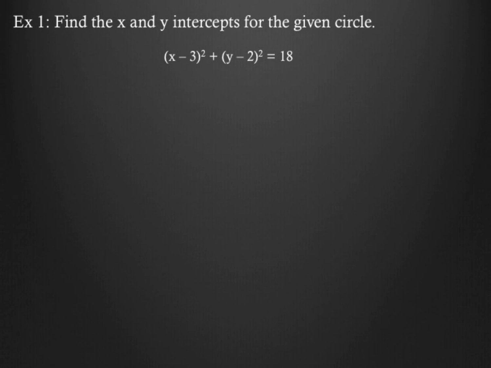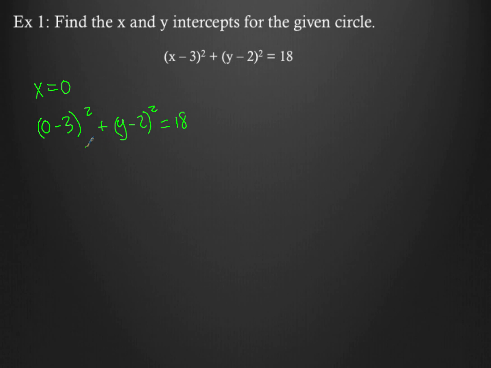This says find the x and y intercepts for the given circle. For the x-intercept and y-intercept, what I'm going to do first is let the x value be 0, which means I'm going to be finding the y-intercept. So if I let x be 0, then I'll have 0 minus 3, because I'm just going to substitute 0 anywhere there's an x, squared, plus, then I still have my y minus 2 part squared, equals 18.